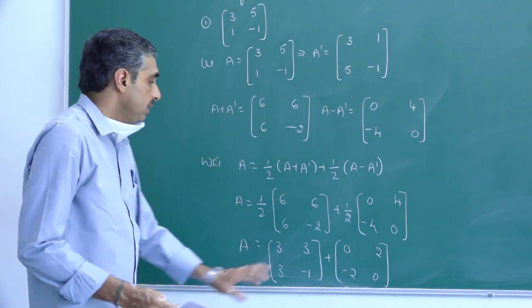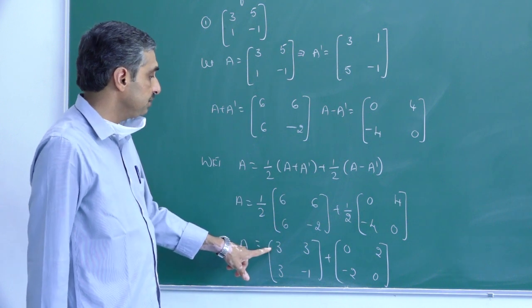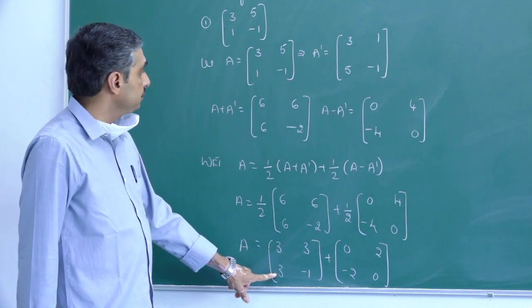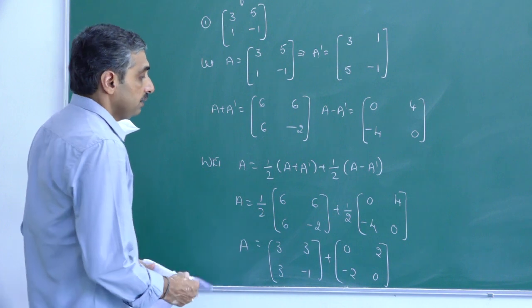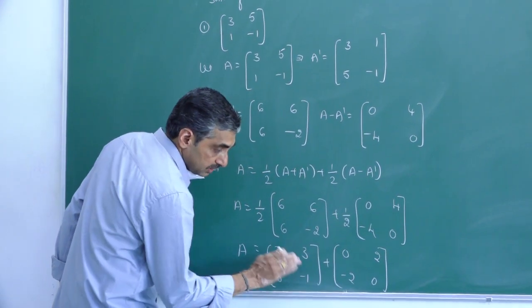See, if you add, you can get the original matrix. 3 plus 0, 3 plus 2, 5, 3 minus 2, 1, minus 1 plus 0. But you cannot add here, and you can write it. You can express this in this way only.